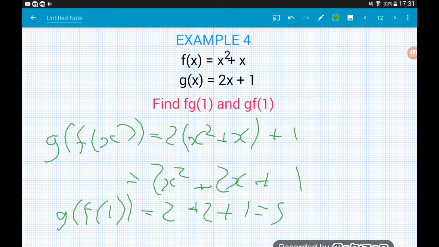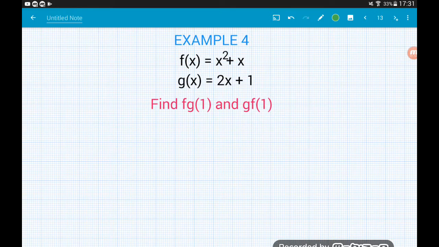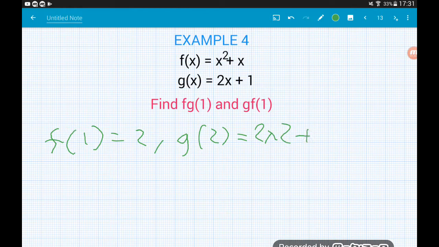Let's run through the method I would recommend. So let's first of all find f of 1. So f of 1 is equal to 1 squared plus 1, which will give us 2. And then to find g of f of 1, we just substitute now in 2 to the g function. So g of 2 is equal to 2 times 2 plus 1. Happy days. 5 again. Okay guys, that's composite functions.